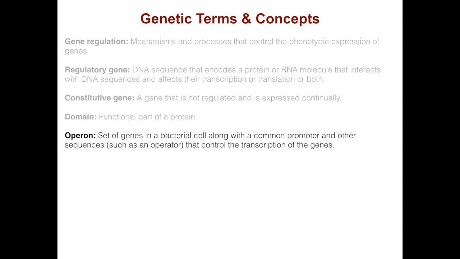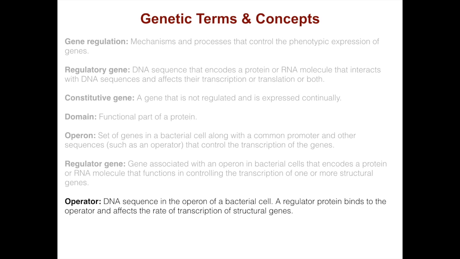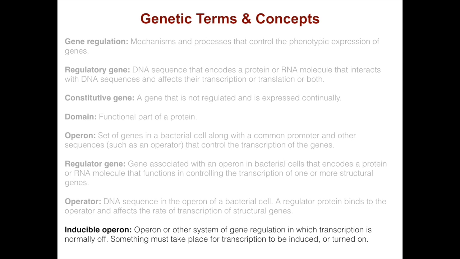Operon: set of genes in a bacterial cell along with a common promoter and other sequences, such as an operator, that control the transcription of the genes. Regulator gene: gene associated with an operon in bacterial cells that encodes a protein or RNA molecule that functions in controlling the transcription of one or more structural genes. Operator: DNA sequence in the operon of a bacterial cell. A regulatory protein binds to the operator and affects the rate of transcription of the structural genes.